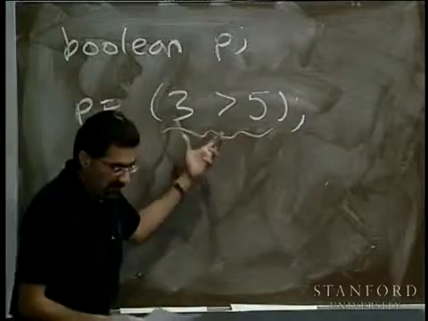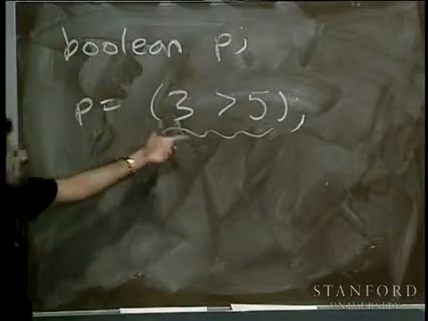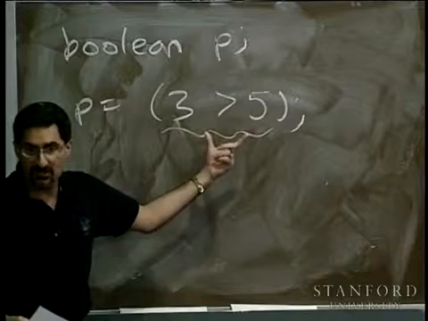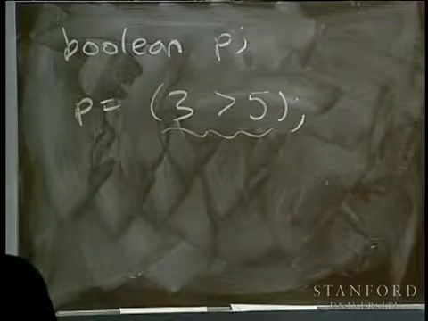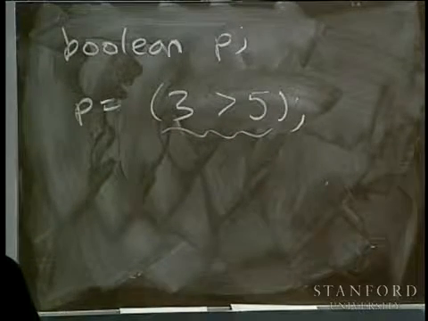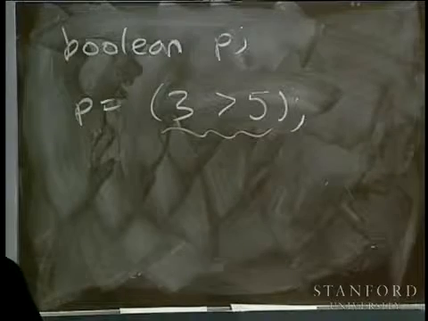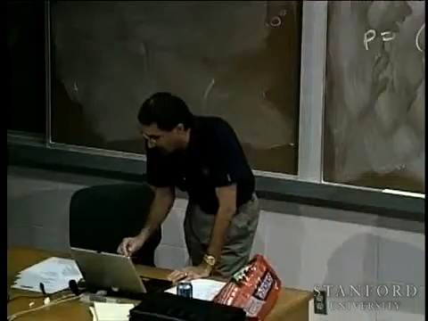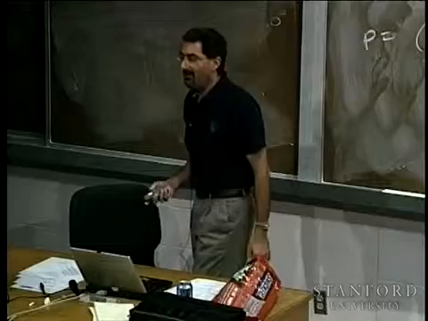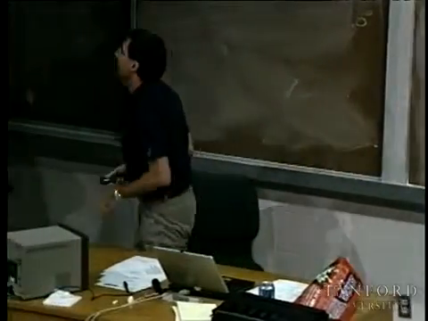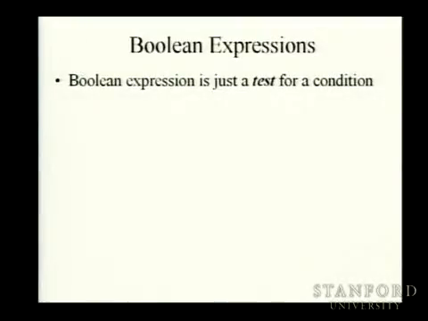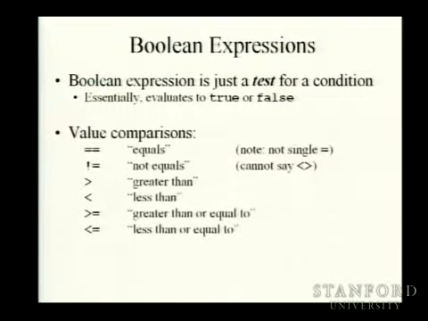So there are certain operations called relational operations that, when we evaluate them on two values, give us back something whose value is true or false. Let me show you some examples by going to the overhead. So Boolean expressions are basically a test for a condition, and they evaluate to true or false, right? You can actually use the words true and false in your program and say P equals true, for example. Those are actually parts of the language.